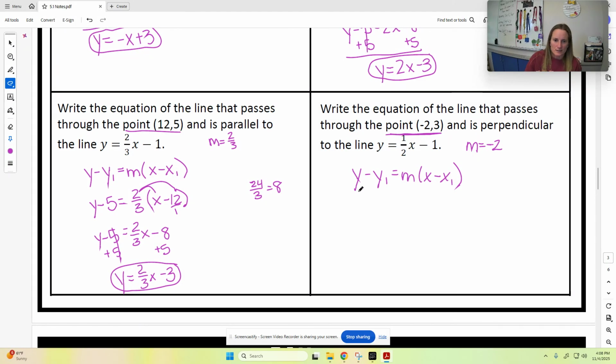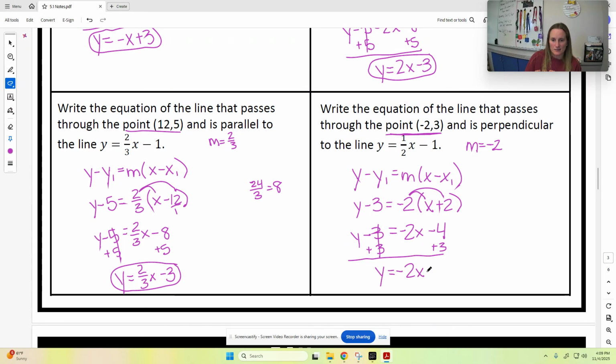All right, so we're plugging in. The y value is 3, so y minus 3 is equal to -2, which is our slope, times x. And in this case, it would be minus a negative, so x plus 2. We're going to distribute and get -2x minus 4. And now we're going to move the 3 so that we're left with y is equal to -2x minus 1. And that's our final answer.